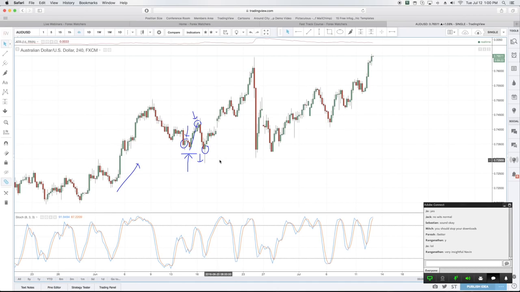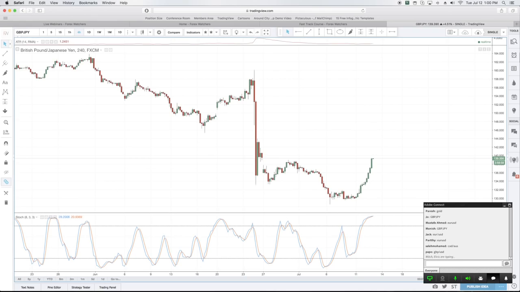Okay, so let's do some more examples and see if you guys are catching the drift. We'll do some more examples and then see if you guys can follow along. Okay, give me a pair, guys. What pair do you guys like? Gold we'll leave out of this for now. Pound yen. Okay, there's 2 for pound yen. Let's do pound yen.